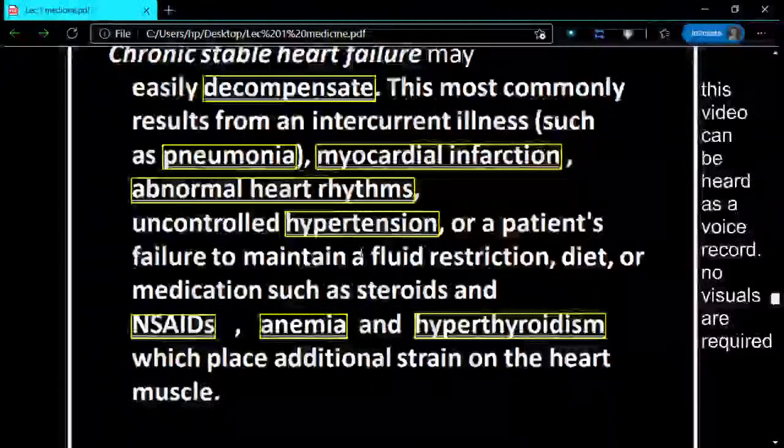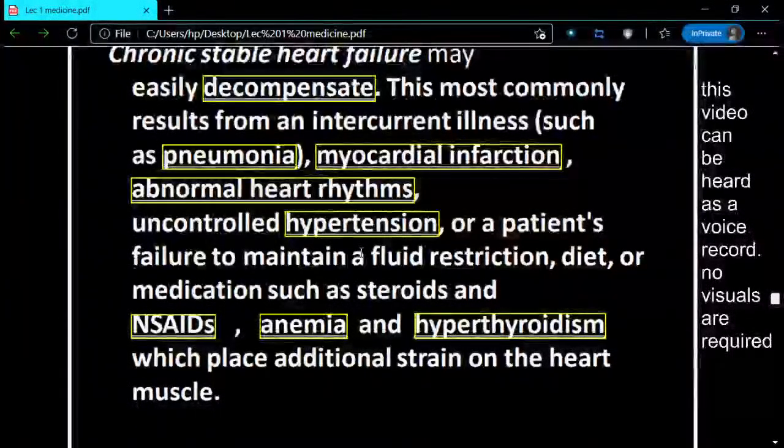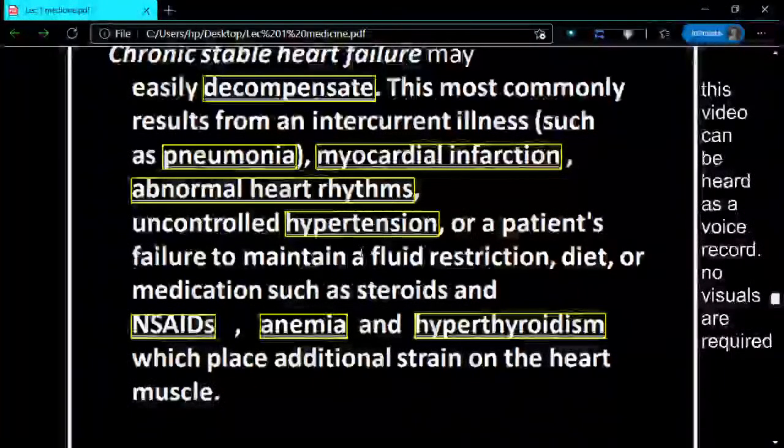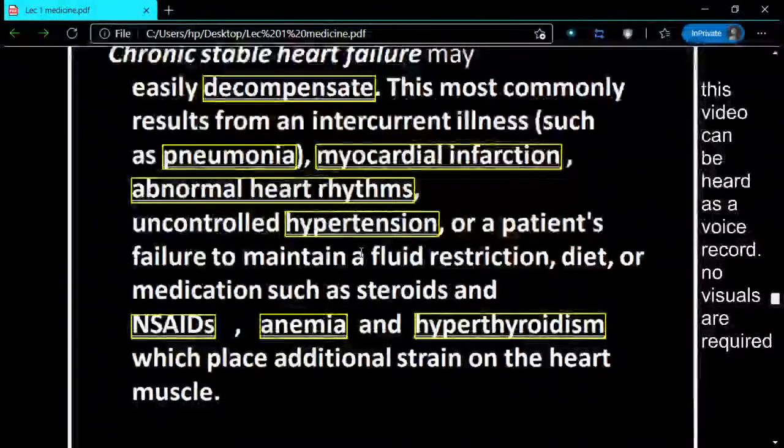Chronic stable heart failure may usually decompensate with pneumonia, myocardial infarction. Other causes are hypertension, diet restriction, non-steroidal anti-inflammatory drugs, anemia, and hypertension, which place strain on the heart muscle.